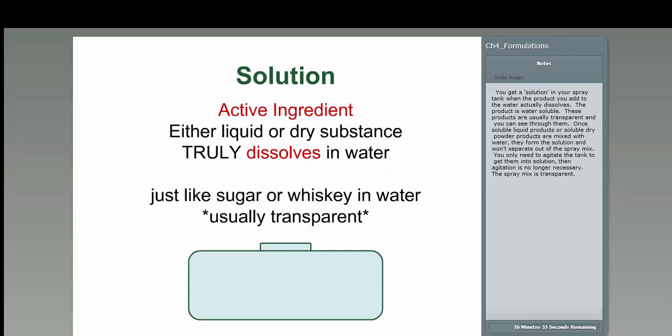You get a solution in your spray tank when the product you add to the water actually dissolves. The product is water soluble. These products are usually transparent and you can see through them. Once soluble liquid products or soluble dry powder products are mixed with water, they form the solution and won't separate out of the spray mix. You only need to agitate the tank to get them into solution. Then agitation is no longer necessary. The spray mix is transparent.